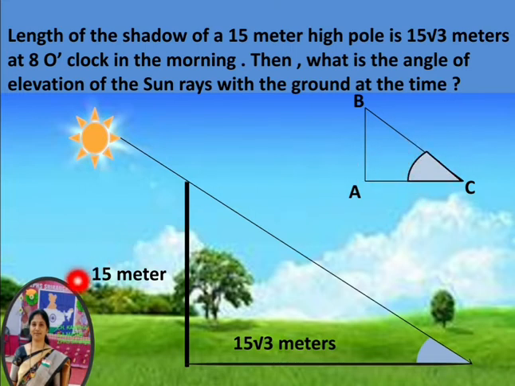Now the given values: 15 root 3, and 15 meters is the height of the pole. So AB becomes 15 meters. Here AB becomes the opposite side, and BC becomes the adjacent side. Observe that we have to find the angle C. According to angle C, AB becomes the opposite side and BC becomes the adjacent side. The opposite side value is 15, the adjacent is 15 root 3. Now, try to solve the problem.